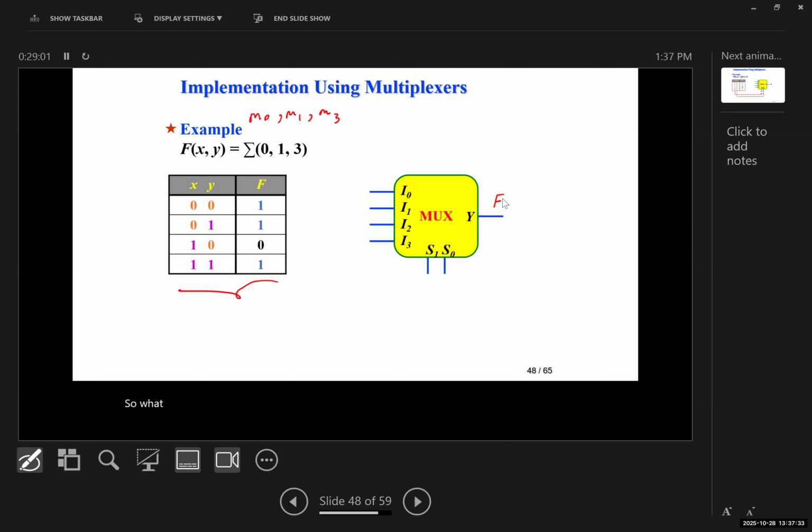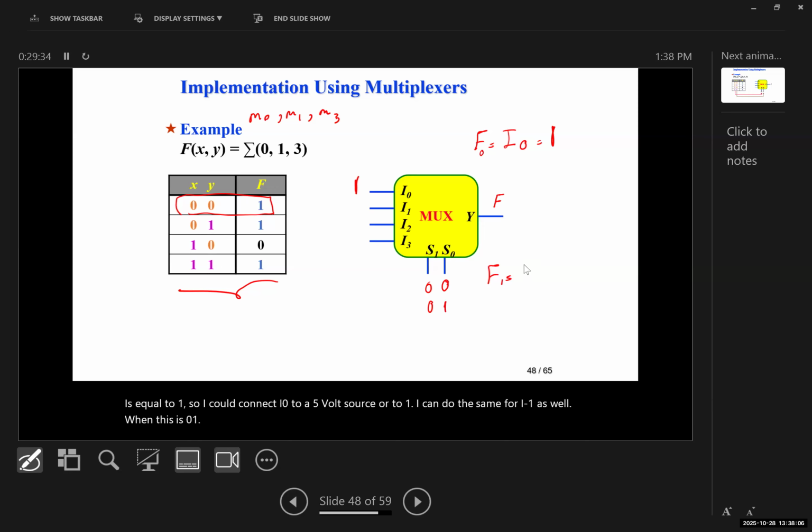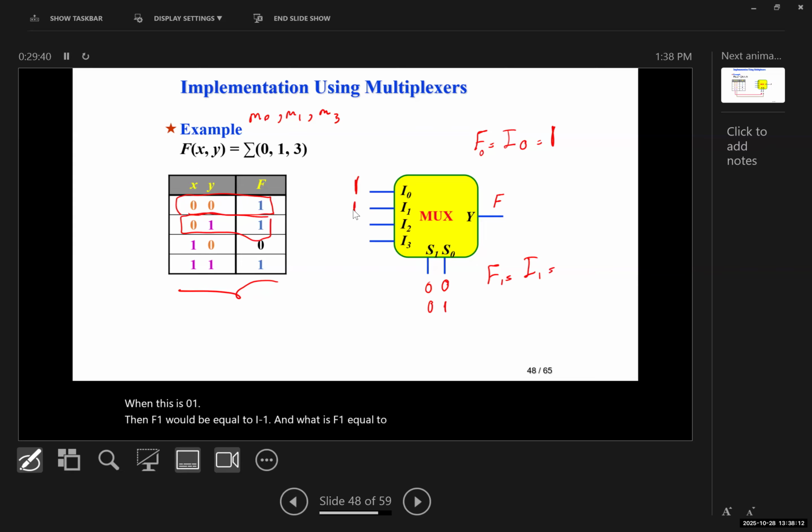So what I can do here is connect S0 and S1, the selects, to our inputs, x and y. So for example, if it's 0, 0, what would the output be? It's equal to I0, yes? And what is f for 0 equal to? It's equal to 1. So I can connect I0 to a 5-volt source, or to 1. I can do the same for I1 as well. When this is 0, 1, then F1 would be equal to I1. And what is F1 equal to? 1. And I can do the same for I2, and I can do the same for I3 as well.